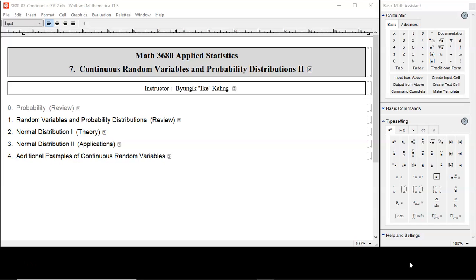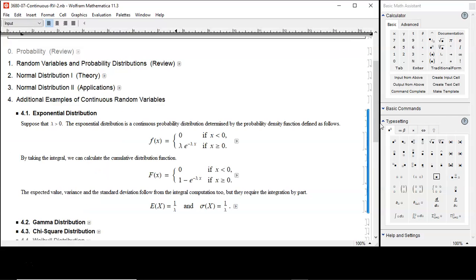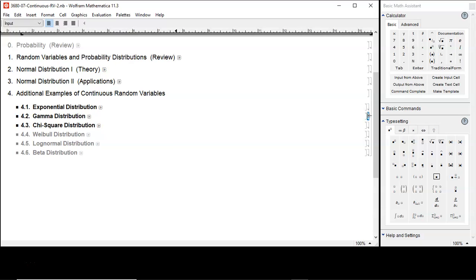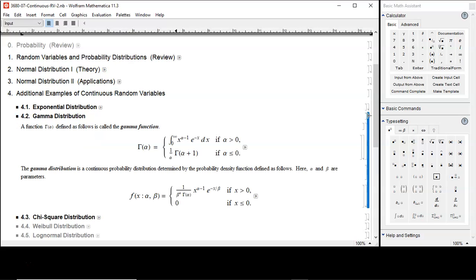Hello students, welcome back. We just went through the exponential distribution. Now let's go to the next topic, gamma distribution. First, let's discuss gamma function.